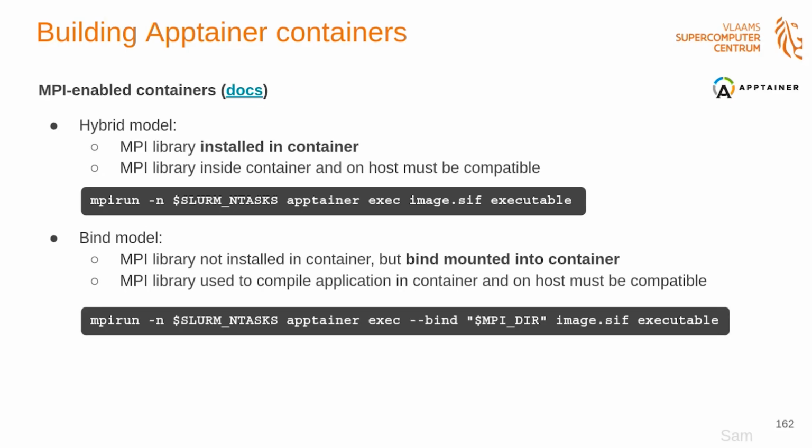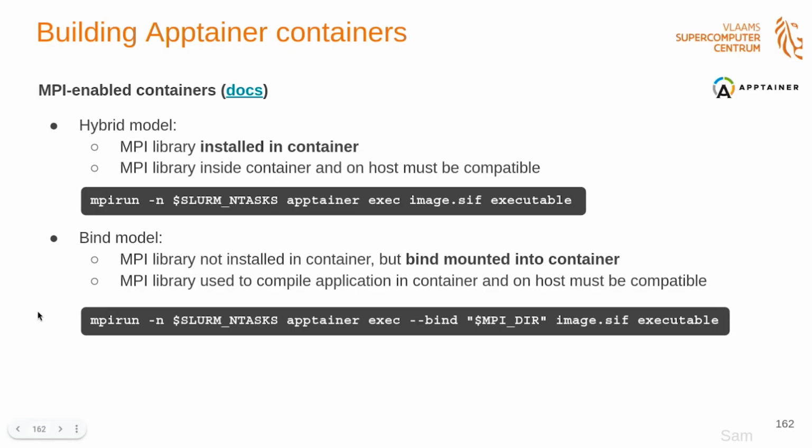MPI-enabled containers. This is a bit out of scope also, but note that it's definitely possible to create MPI-enabled containers. There are two ways to do this: the hybrid model and the bind model. In the hybrid model, you install an MPI library inside your container, but you have to make sure that this MPI library is compatible with the MPI library on the host so they can talk to each other. This is the command that you use. You use mpirun, or srun if that's supported on your cluster, and then you just run apptainer exec within your mpirun prefix.